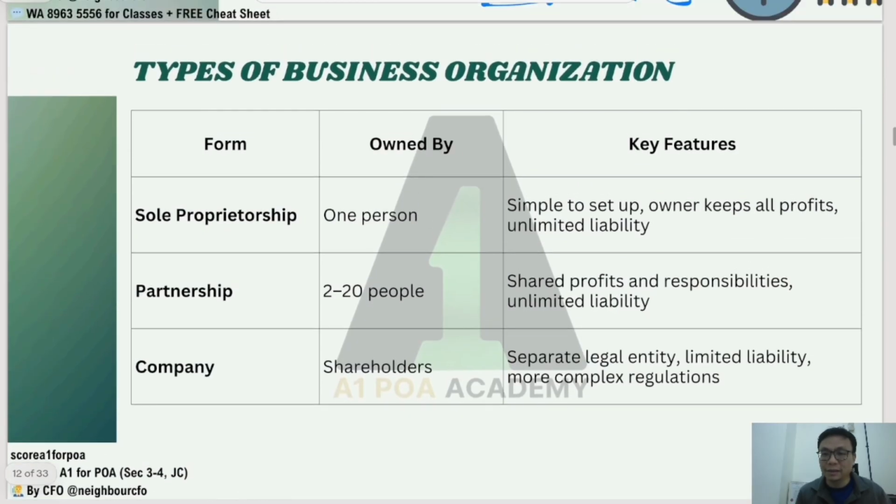Now we come to the next slide, where we talk about the types of business organization. Think about it. Which types of business organization do your parents work for, or probably run? Think about it. Generally, by and large, we have three.